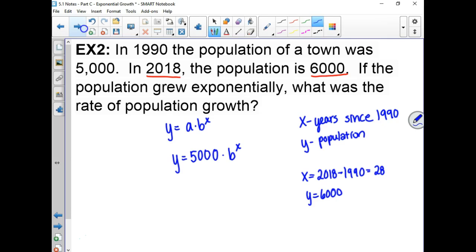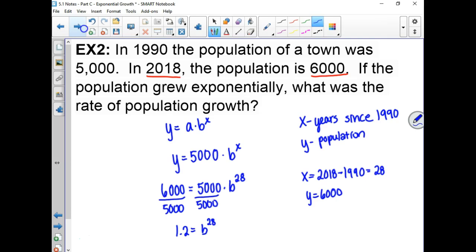So watch what I'm going to do here. I'm going to plug those things in. So I've got 6,000 equals 5,000 times b to the 28th power. This is a lot like we did with our y equals mx plus b when we were looking for that b value, but the way we solve it is going to be a little bit different. So to solve this, I would divide off that 5,000, which is going to give me 1.2 equals b to the 28th power.